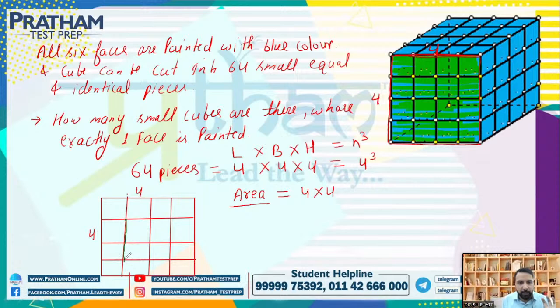The center part. These are the cubes having exactly one face painted. Why? Because look at this part, in this cube only one outer face is painted, remaining all other faces are not visible. If they are not visible, then they are inside, so none of them will be painted, right? Only this one face is visible to you, right? Let us visualize this better. Just give me 1 minute, okay?